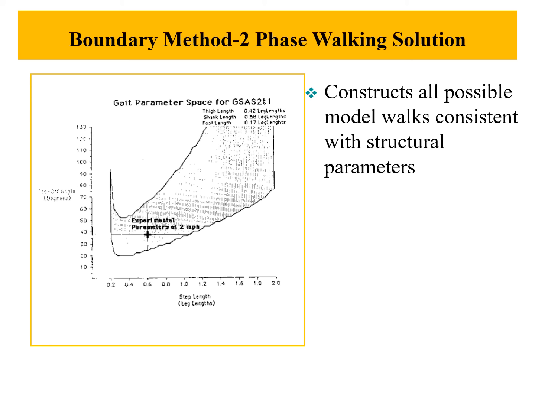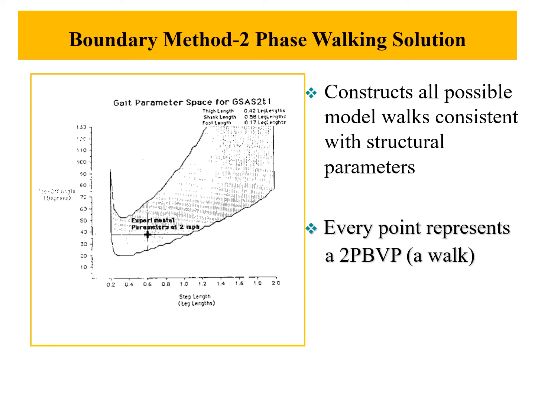So the boundary value problem will give you the entire space of all the toe-off angles and the step lengths. And we got a subject, a real subject, a human being, and we asked him to walk, and we looked at what is the step length and the toe-off angle, and he selected this point. Now, we were curious. Why didn't he select other points to move with? Because this is all the possible spectrum. So we constructed all possible walks, consisting of the structure and the parameters that we built. And that's the beauty of the boundary value problem.